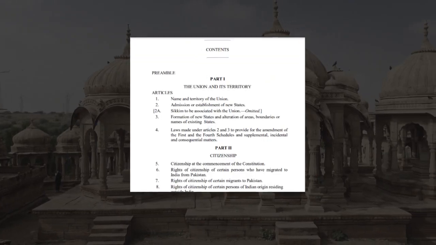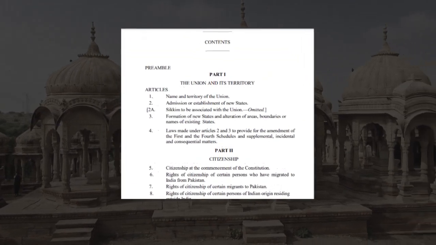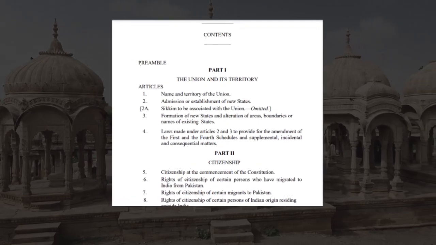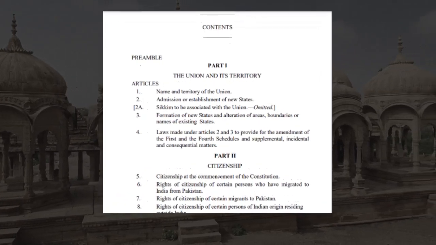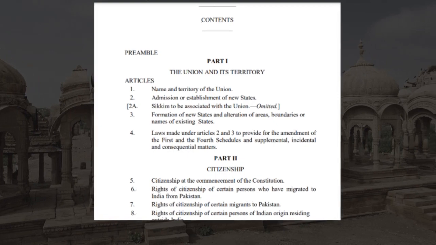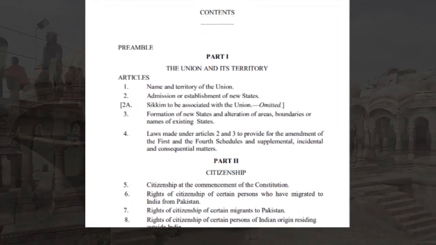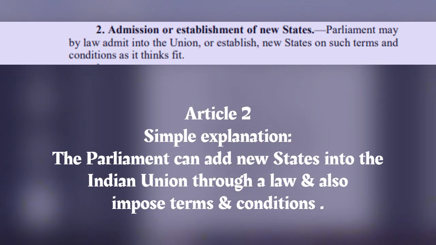Article 2 is located in Part 1 of the Constitution that talks about a union and its territory. It sheds light on the possibility of new states that may be admitted or established into the Indian Union. The article reads as, Parliament may by law admit into the Union or establish new states on such terms and conditions as it thinks fit. In simple words, it means Parliament can add or establish new states in India upon certain conditions.